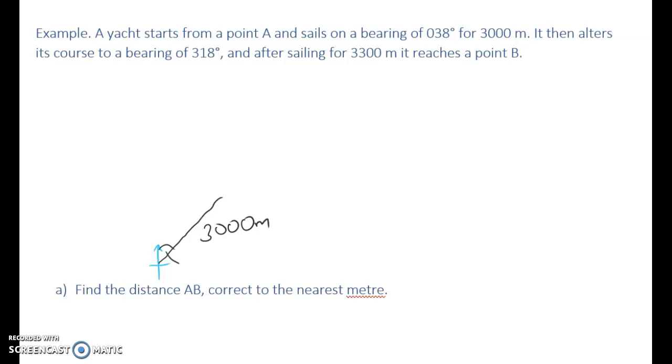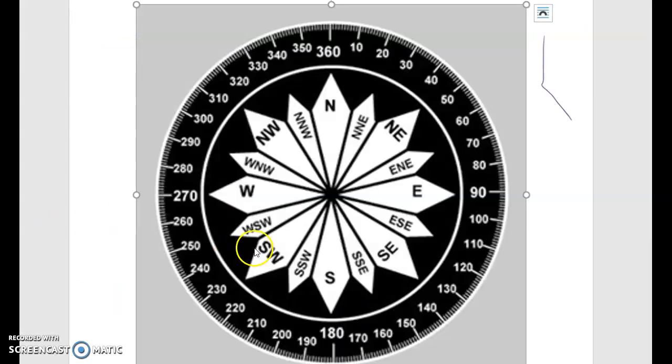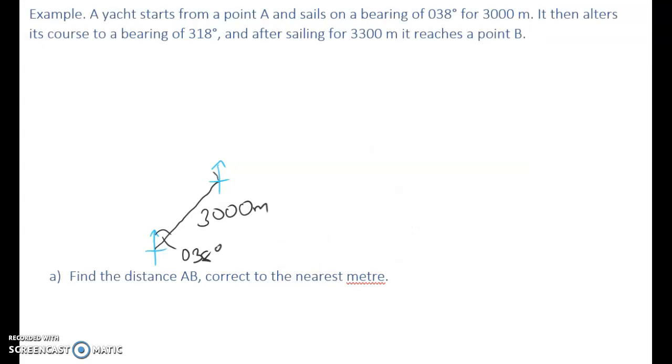Okay, and I put in a little 038 there. The next thing that the ship does is it sails on an angle of 318 degrees, 3,300 meters. Now 318 degrees, if we look back at our rosette, we can see that it's up sort of in this direction, sort of a northwest direction. So we're going to have this ship head off in a northwest direction of about 318 degrees, and that's just as wobbly. Sorry, guys. And that goes for 3,300 meters.